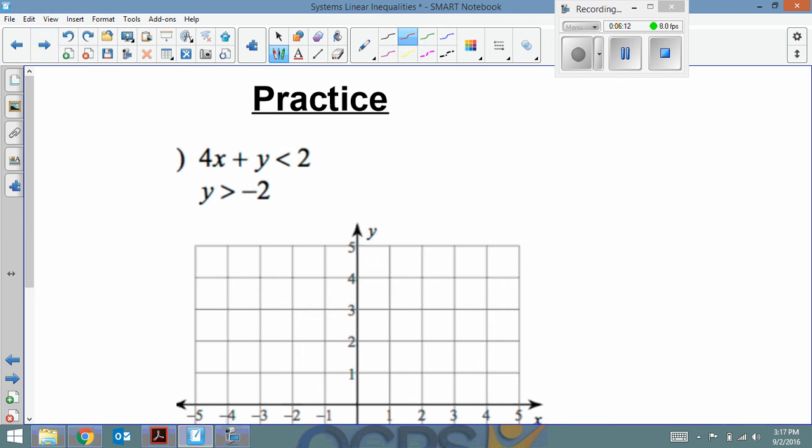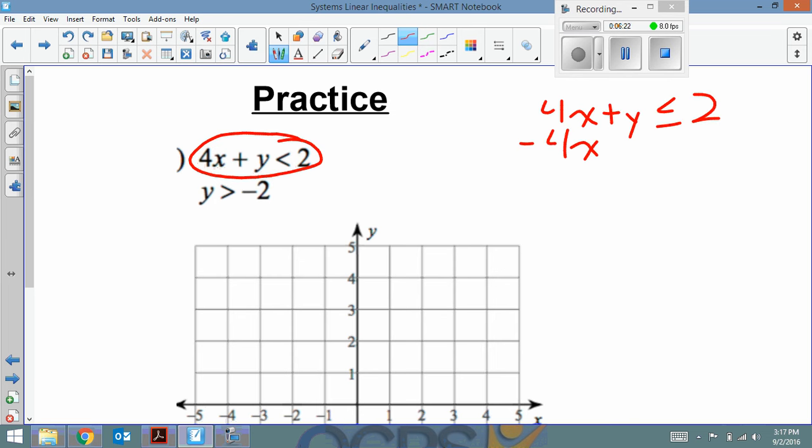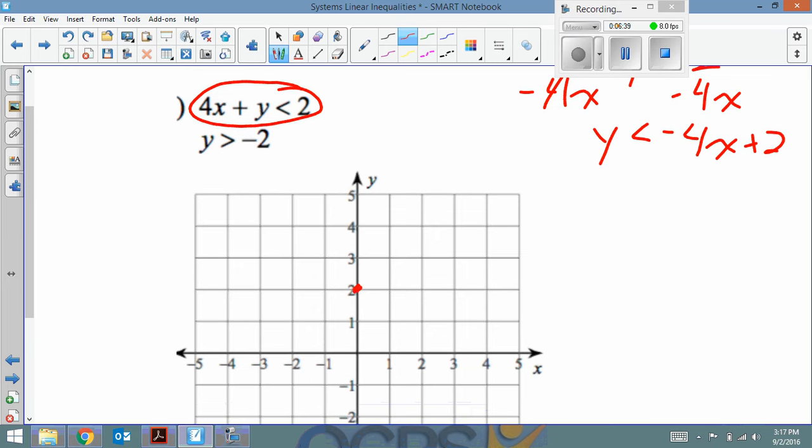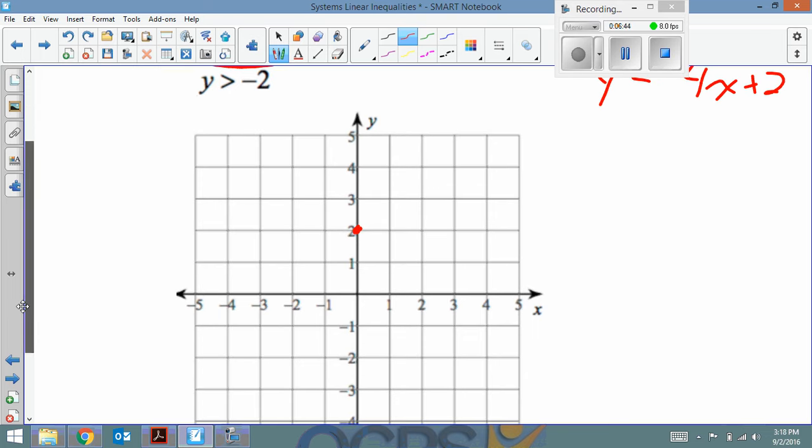All right, so here's our first equation. Again, we have 4x plus y is less than 2. So we move our 4x by subtracting it. So y is less than negative 4x plus 2. So we're going to start with our y-intercept. Our y-intercept's at 2. From there, I'm going to go down 4, 1, 2, 3, 4, to the right 1.